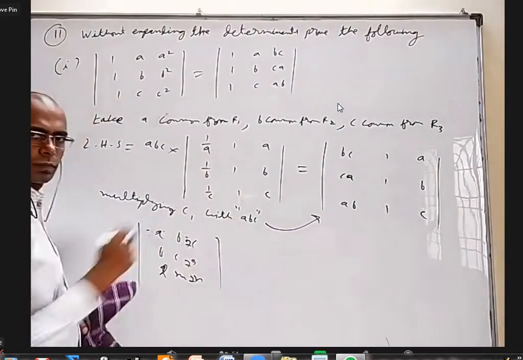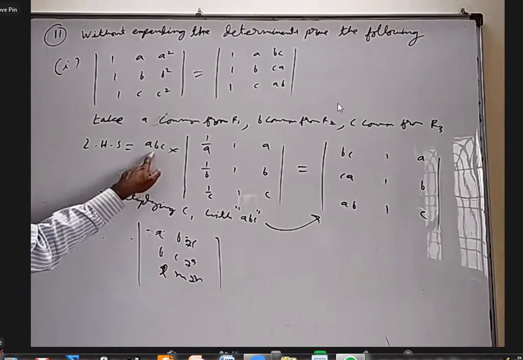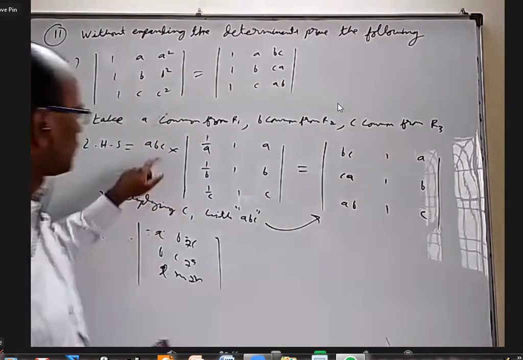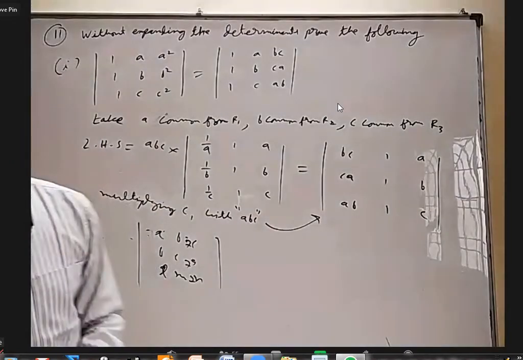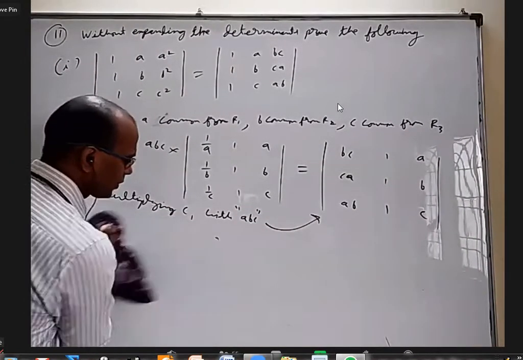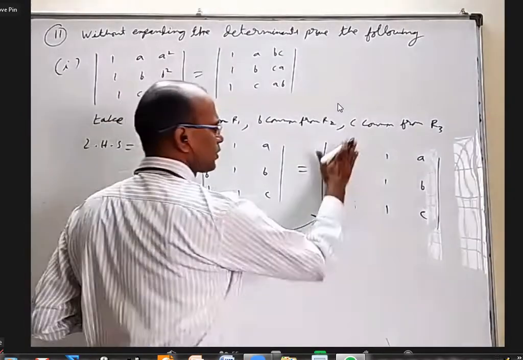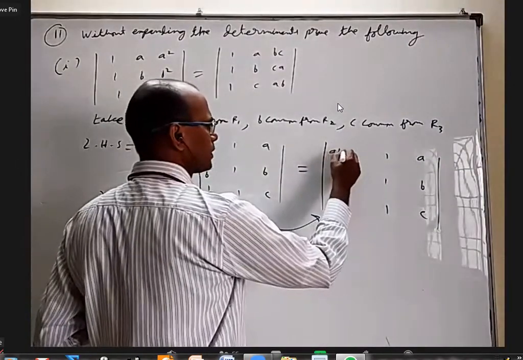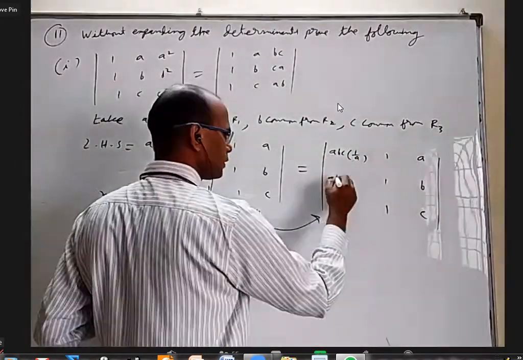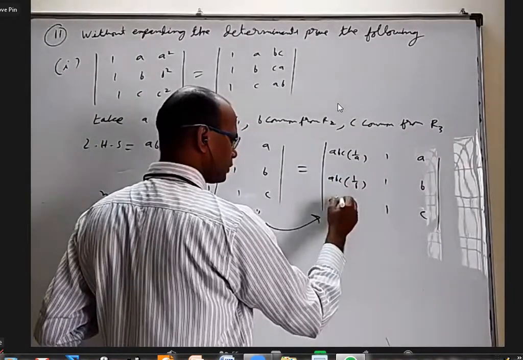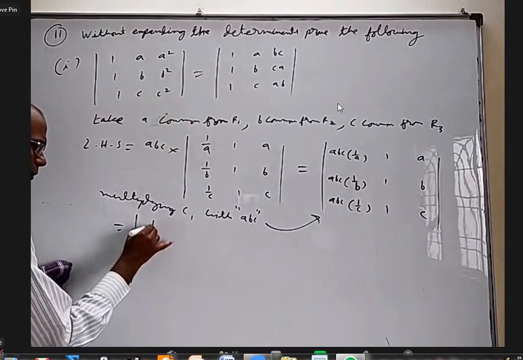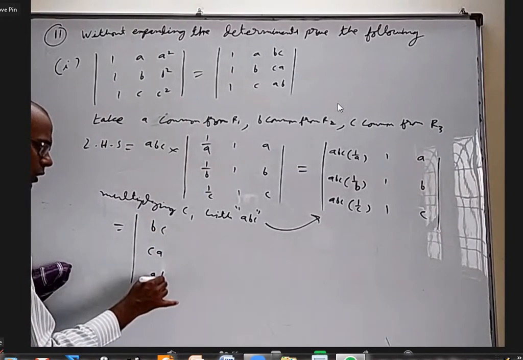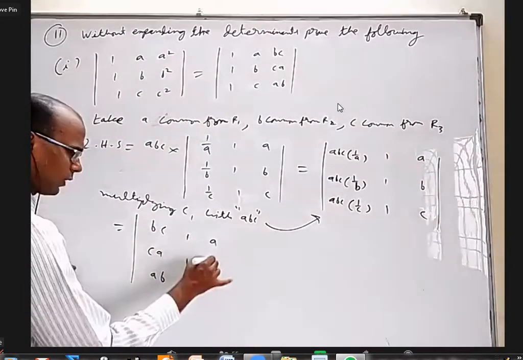Okay, sir. What is ABC into 1 by A? BC. What is ABC into 1 by B? CA. What is ABC into 1 by C? AB. Yes, okay sir. If somebody is not comfortable, I can write one step: ABC into 1 by A, ABC into 1 by B, ABC into 1 by C. That's what I have done. Now I will get BC, CA, AB, 1, 1, 1, ABC.